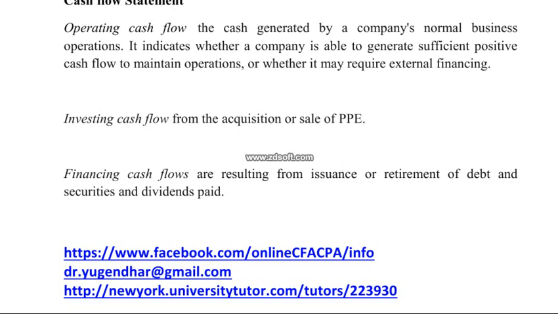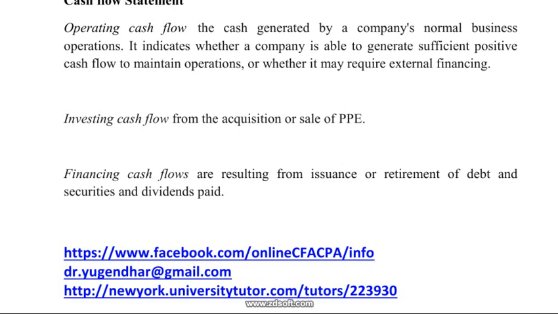The cash flow statement classifies all cash flows of the company into three categories. One is operating, second is investing, and third is financing. So operating cash flows, investing cash flows and financing cash flows. Operating cash flows involve the cash effects of transactions that enter into the determination of net income and hence comprise the day-to-day activities of the company.